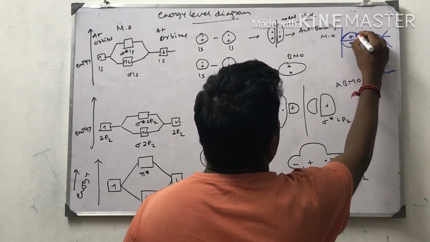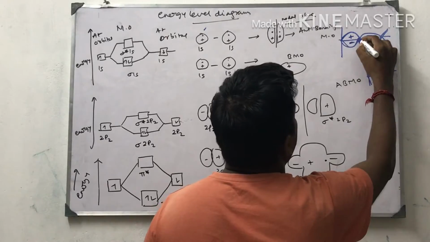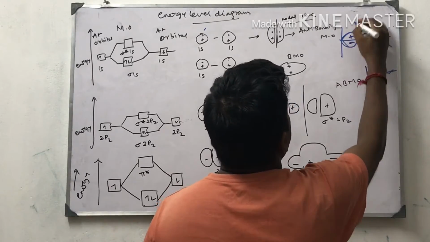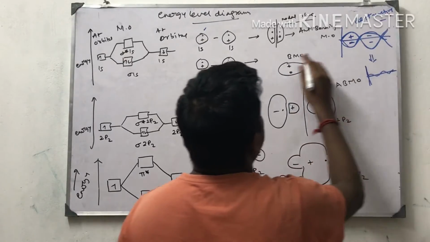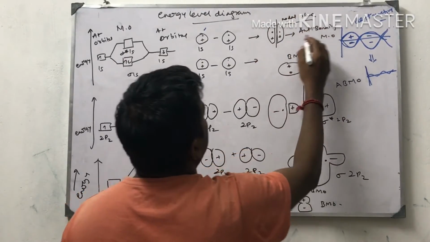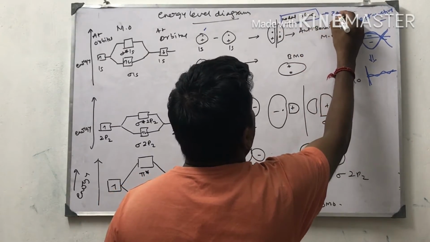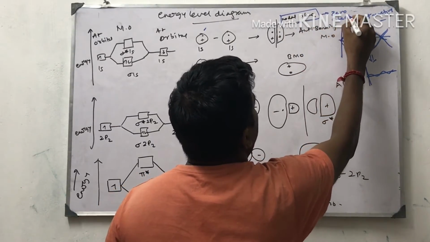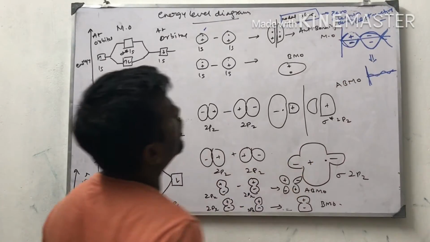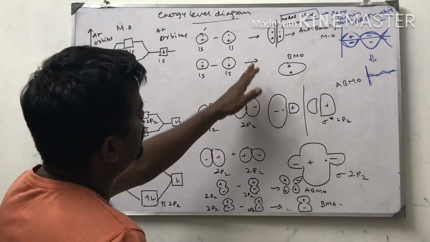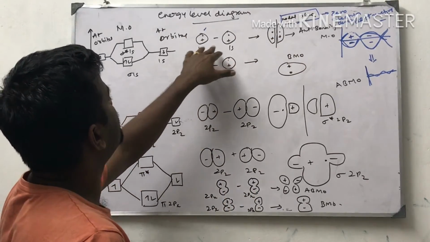Here the first electron is moving like this, the second one is moving like this. They exactly cancel each other. This is called destructive interference. So that we get the anti-bonding molecule like this. This is the nodal plane. In the nodal plane, the electron density is zero. They repel each other. This is the antibonding molecular orbital structure.